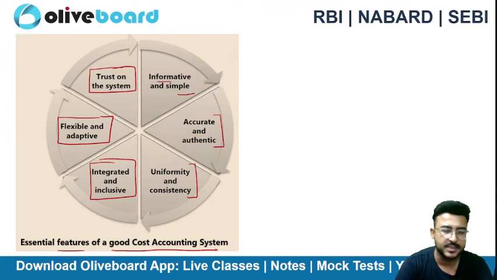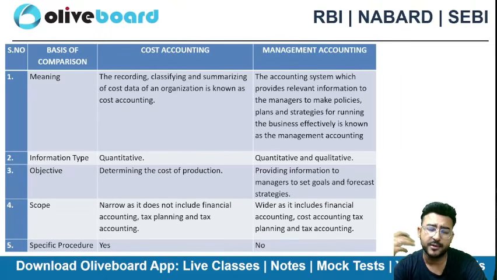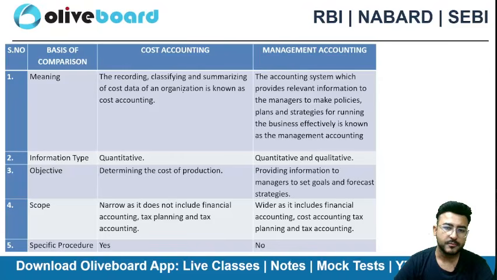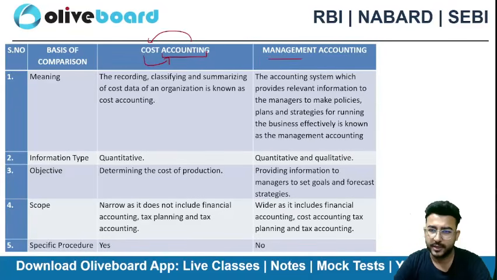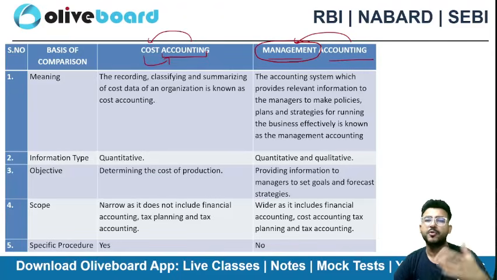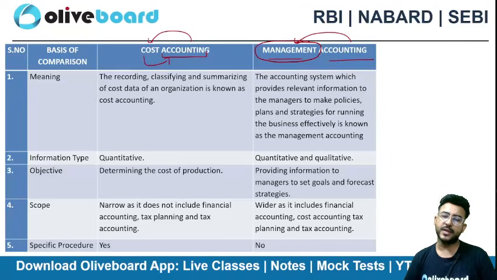Now guys, let's discuss about the differences, right? Let's discuss about the differences between cost and management accounting. So we'll start with cost and management accounting. Guys, cost accounting, it's nothing but recording the cost, classifying the cost for the purpose of doing the accounting of it. Management accounting, the accounting that we do for the managers so that they are able to take effective decisions, so that they are able to make policies, so that they are able to make plans and strategies, right?